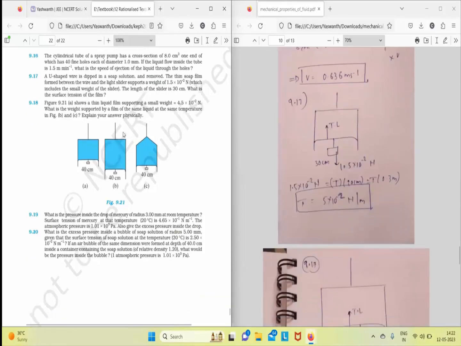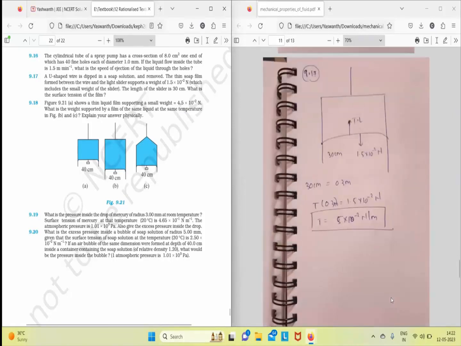Going to the next question, a U-shaped wire is dipped in a soap solution and removed. The thin soap film formed between the wire and light slider supports a weight of 1.5 Newton into 10 power minus 2 Newton. What is the surface tension of the film? Okay, so this is the scenario that is mentioned in the question. So you have a U-shaped wire, and you dip it in the soap solution. So a layer of soap will be formed, and this is the layer of soap that is formed.